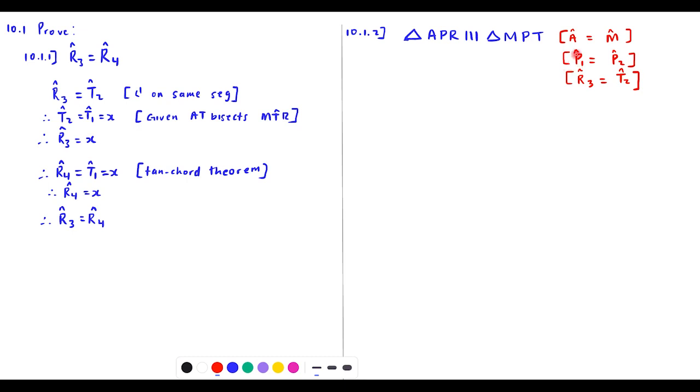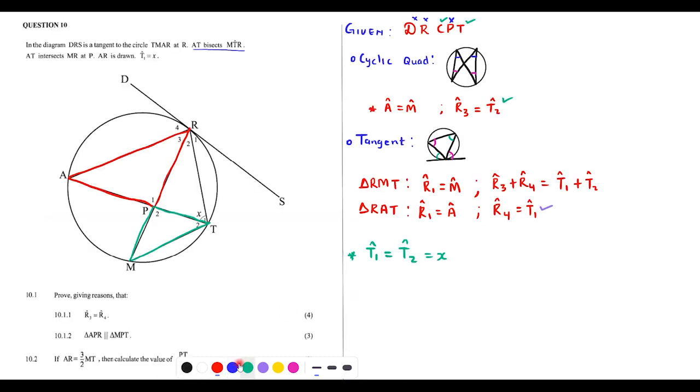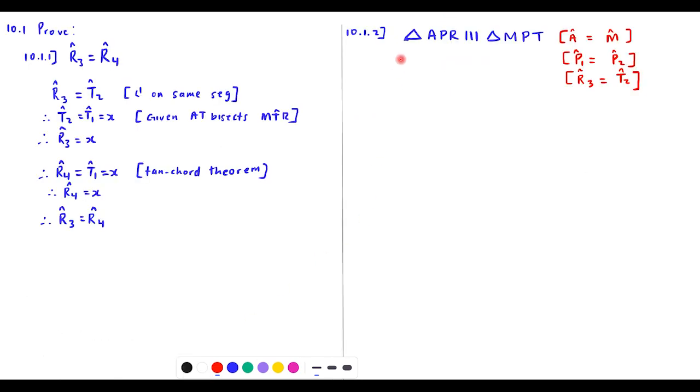Alright, so let's go ahead and do that. Looking at the diagram, I can see that P1 is equal to P2 because of vertically opposite angles, right? So I say P1 is equal to P2, and the reason is vertically opposite angles, right?